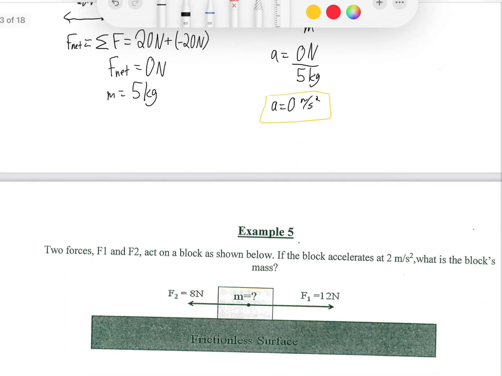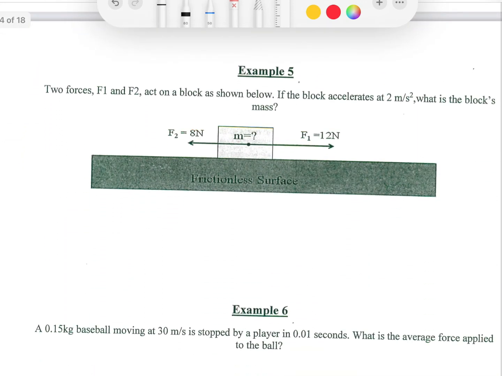All right, so let's take a look at this next example. This is example 5. Two forces, F1 and F2, act on a block as shown below. If the block accelerates at 2 meters per second squared, what is the block's mass? So what we want to do is get our net force. We can look at it as the sum of our forces, F net, and we're going to add together F1 and F2.